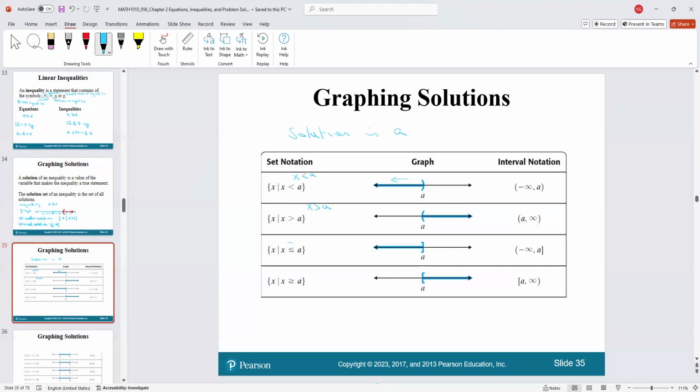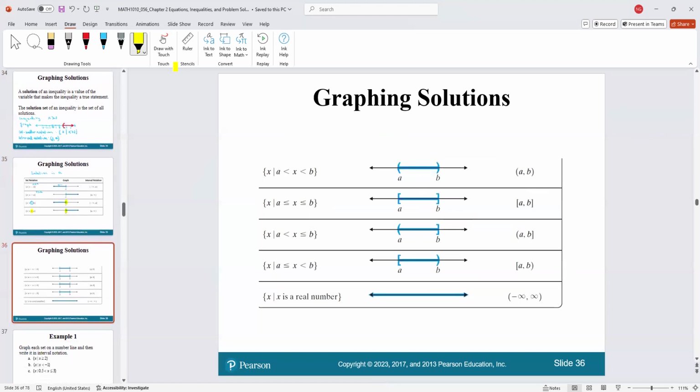Now, if we said less than or equal to, we no longer use parentheses, we use a bracket. That bracket means less than or equal to, or you can say greater than or equal to. Again, we use a bracket from left to right or right to left. But you can also have something in the middle.